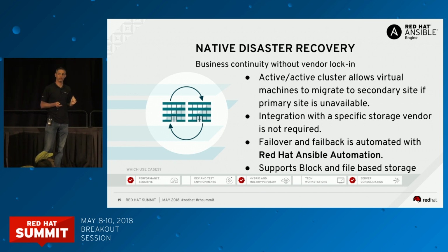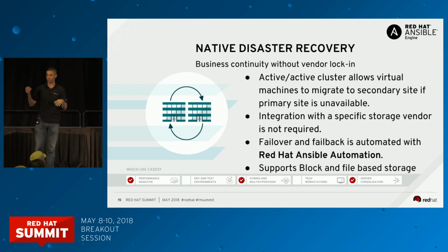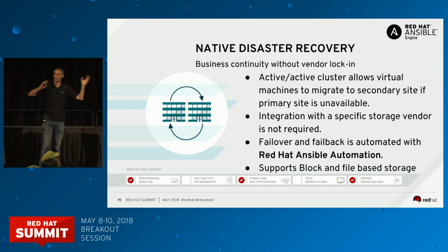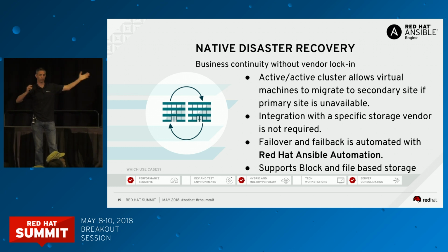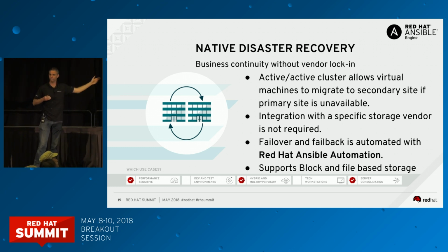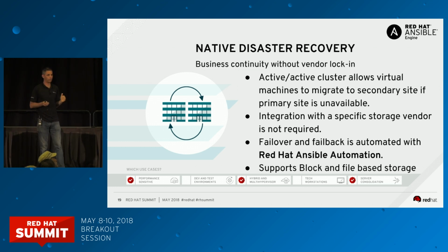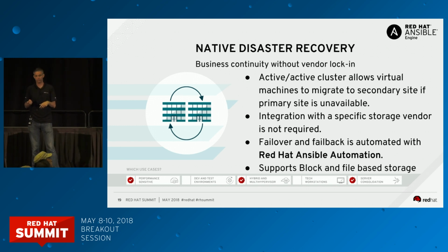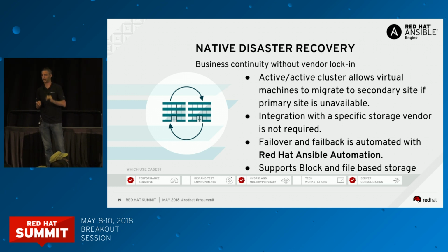All you have to do really is, beforehand, create a mapping between your primary and your secondary site: storage domain to storage domain, cluster to cluster, network A to network A, whatever in the secondary site. Once you want to fail over, all you have to do is use the same Ansible playbook with the failover command. That's all there is to it. Once you want to fail back, same Ansible script with the failback command. That's all there is to it.